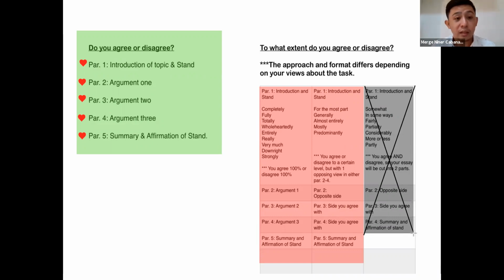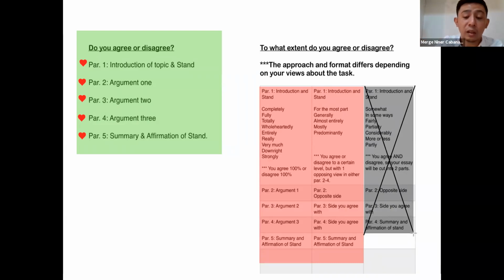Some students have tried doing approach 3 in to what extent do you agree, disagree, but I did not receive any reports of them passing the exam. So I am warning everyone not to use the third approach anymore. I just want you guys to use either approach 1 or approach 2.